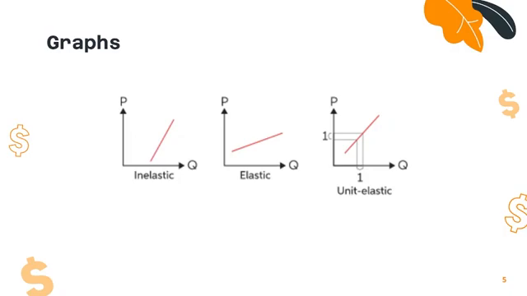These are what these different terms will look like if you were to graph them. So you can see the inelastic supply curve is more upward sloping, and the elastic supply curve is less upward sloping, and the unit elastic is exactly perfectly upward sloping at a 45-degree angle.